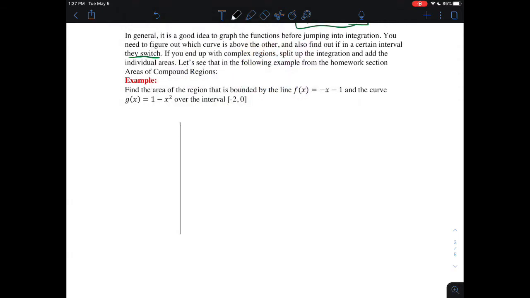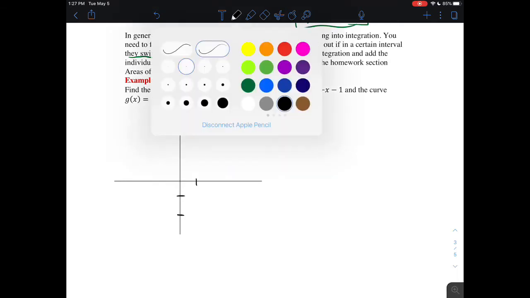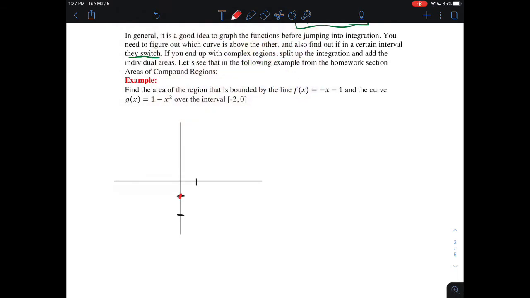I have f of x is negative x minus 1, so its y-intercept is negative 1, and the slope is negative 1, which means it will go down 1 and then over 1 to the right. So I'll start with the y-intercept at negative 1. The next point would be at 1 comma negative 2, and then I would just have a line connecting those two. So there's f of x.